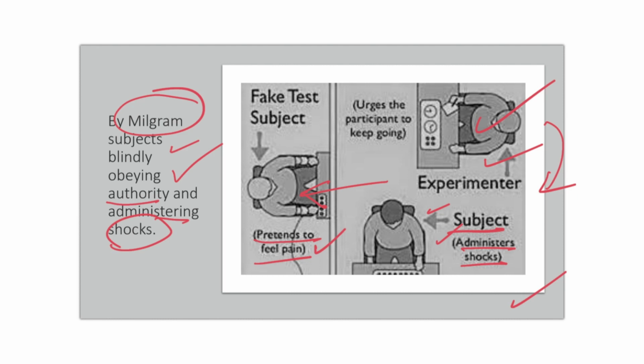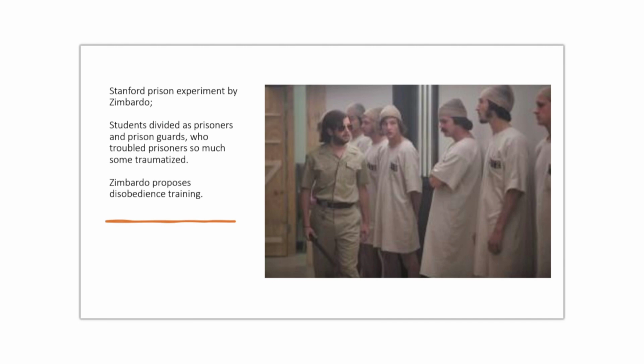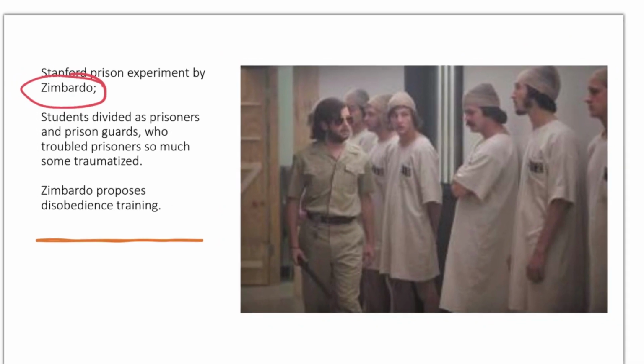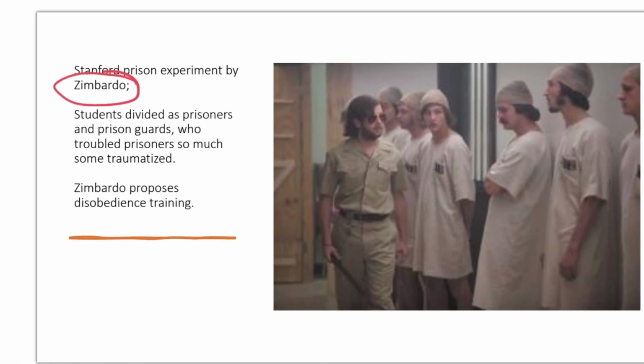And then there is one more study by Zimbardo. This is called the Stanford Prison Experiment, where the students are divided, some as prisoners and some as prison guards. Prisoners are like this and prison guards are like this. And within a few days, prison guards began torturing the prisoners so much that the prisoners were traumatized.